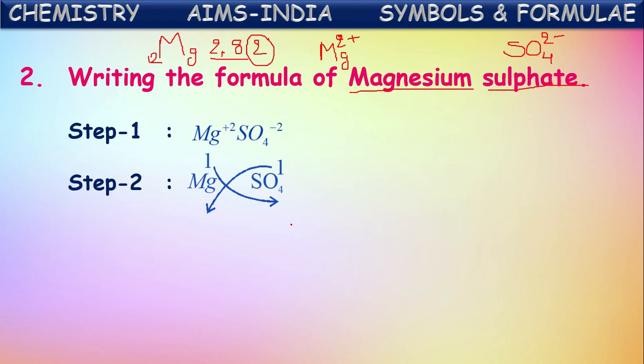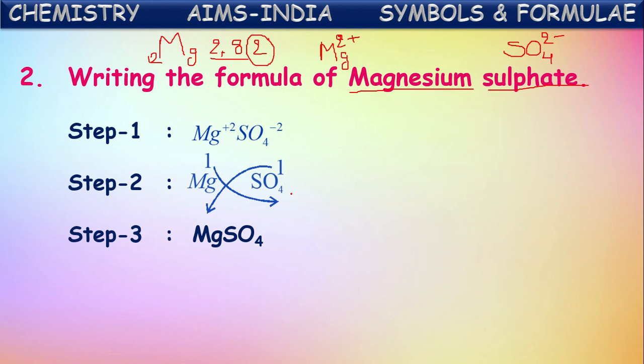After eliminating these charges and common factor, now we have to crisscross these numbers. The one from the sulfate ion should be written at the bottom of the magnesium ion, and the one from magnesium should be written at the bottom of the sulfate ion. Now see step 3. What do we get? We get Mg1SO4 1. If it is 1, no need to mention it in the formula. So thus the molecular formula of the compound magnesium sulfate is MgSO4.